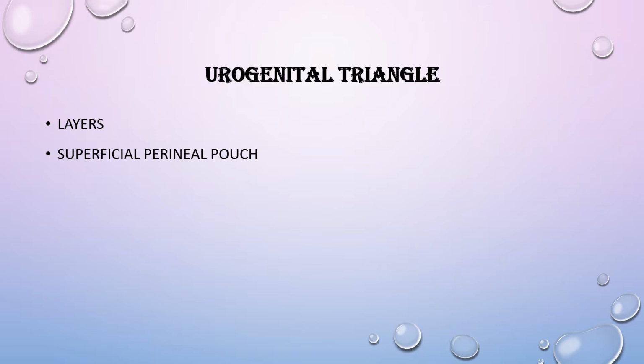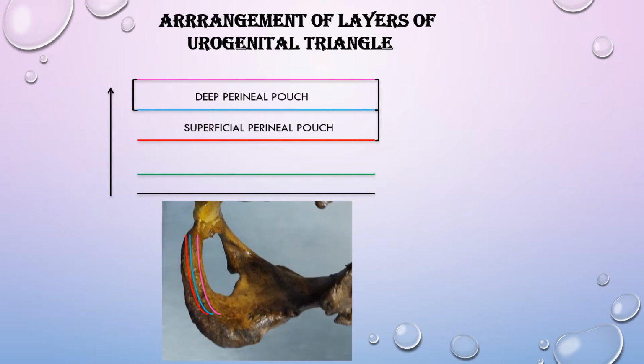We are going to see the urogenital triangle under the following headings: the different layers of the urogenital triangle and each layer in detail, and boundaries and contents of the superficial perineal pouch. Coming to the arrangement of the layers of the urogenital triangle, the urogenital triangle contains the following layers from superficial to deep, or below upwards.